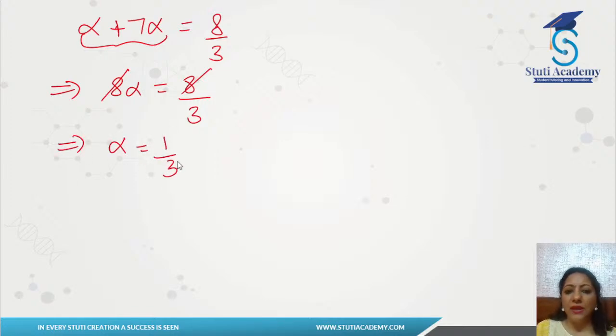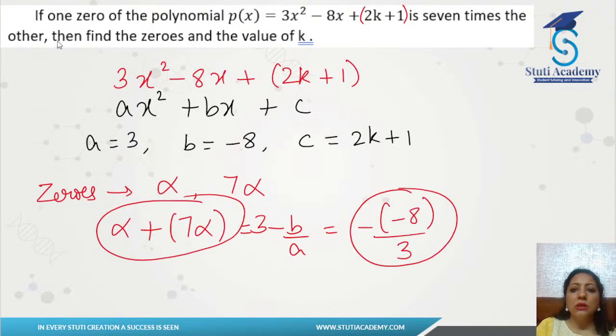So we have alpha equal to 1 by 3, and we know that the other zero is 7 times this one, that is 7 alpha. So the other zero is 7 into 1 by 3, that is 7 by 3. Please notice, in the question they asked us to find the zeros. We have solved for the zeros, and we get 1 by 3 and 7 by 3. Now we have to solve for the value of k.